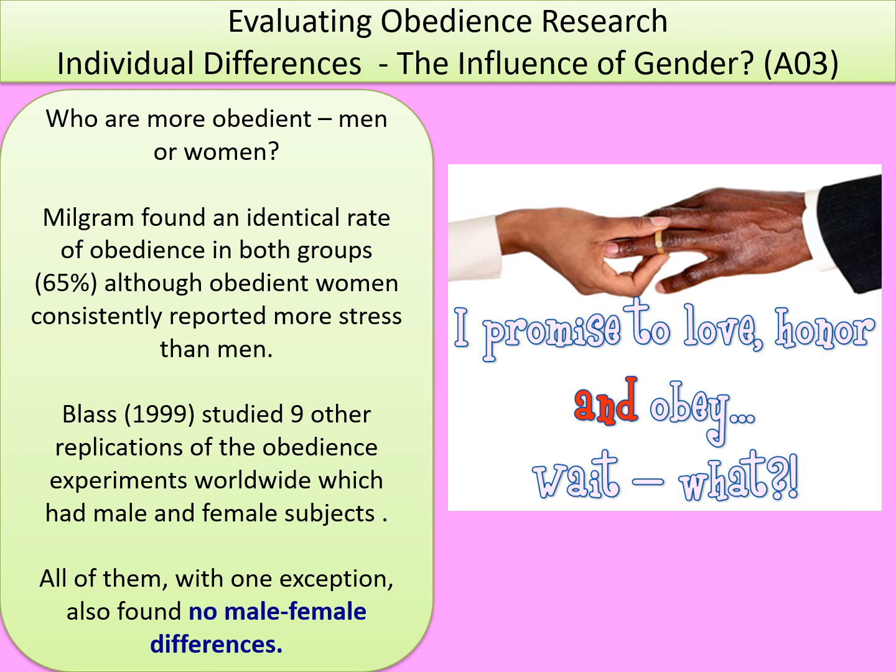However, if you want to extend that point, you can say that the Milgram experiment has been replicated many times, and Blass in 1999 studied 9 other replications of the obedience experiment that included male and female subjects, and all of them, with one exception, found no male or female differences. So although the original experiment is criticised for a lack of population validity, when they've replicated the experiment with women as well, men and women will obey in exactly the same way. Apparently women will complain more about obeying, but they will still obey exactly the same as the men.